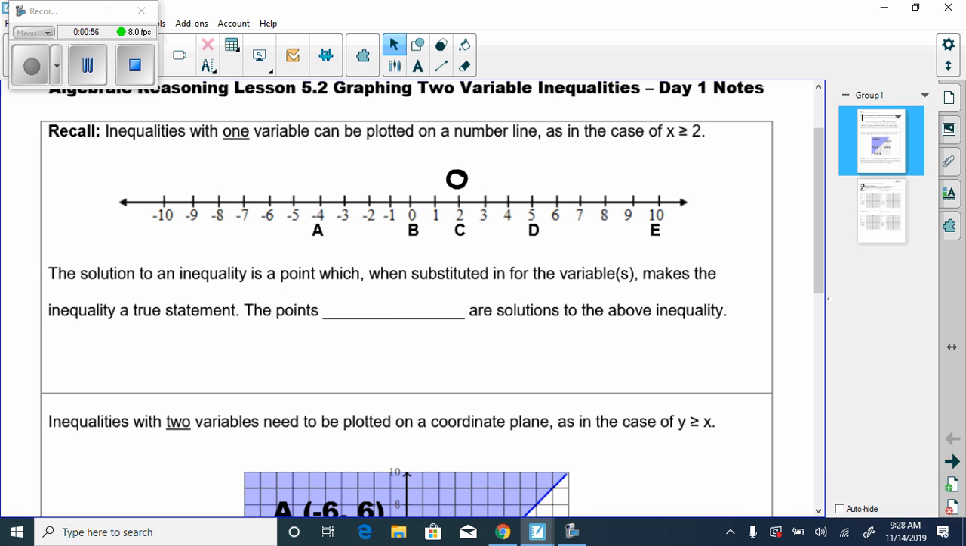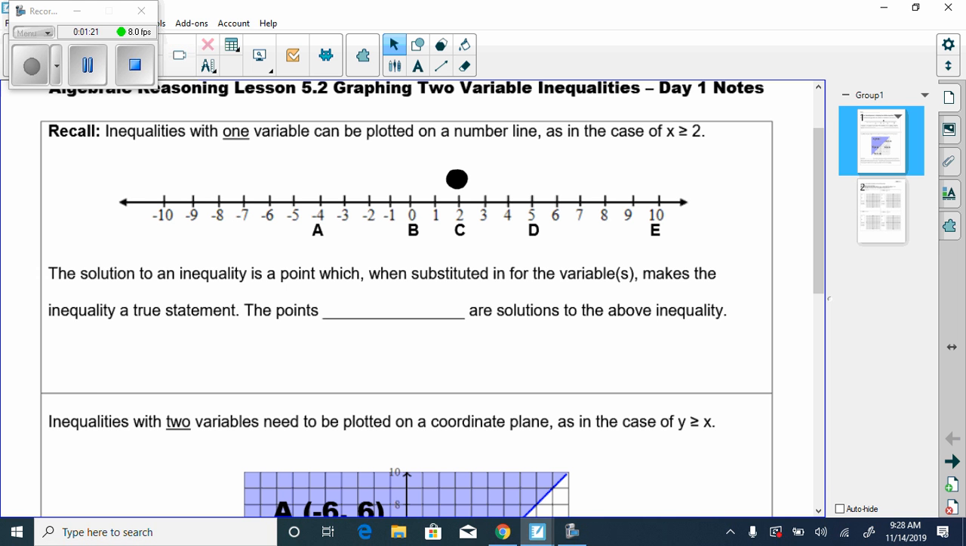It's open if you don't have one. Right. And this one has it, so ours should be filled in. If there's an equal to sign with your inequality, we fill it in. If there's no equal to sign, we leave it open. Equal to means it's included, so we want to fill in that number. Okay, and we want to show that x is greater than 2.